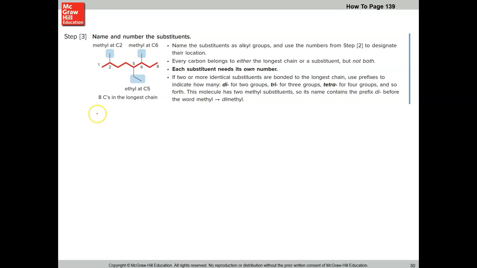So in order to do this, again, we find the longest chain. In this case, it's 8. We number each of the groups that are branching off points. We have a 2, we have a 5, and we have a 6 branch, and then identify how long those are. So we have a methyl group on 2, a methyl group on 6, and we have an ethyl group on the 5 carbon. So you start to identify these different substituent groups, and then we can put these together. If we have multiple groups that are the same, so we have 2 methyl groups, we're going to use dimethyl. If there are 3 of those, trimethyl, tetramethyl, and so on with those Greek prefixes.